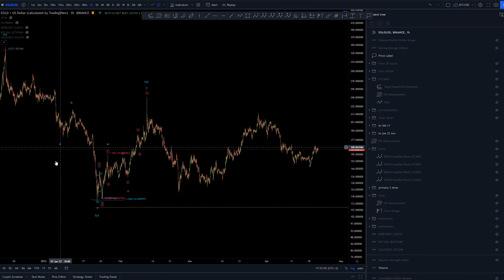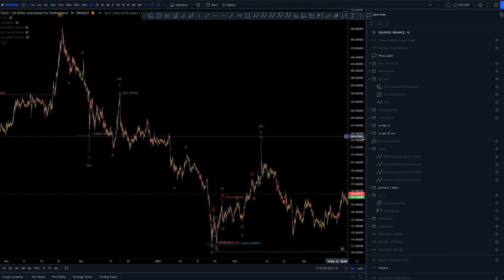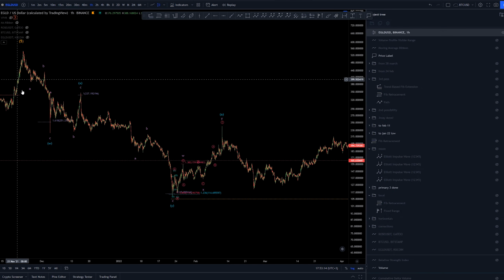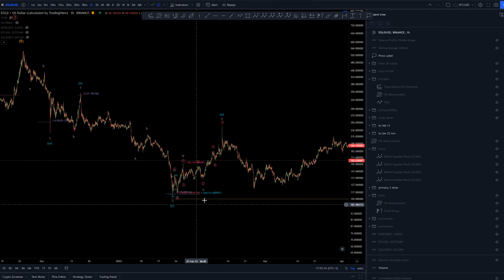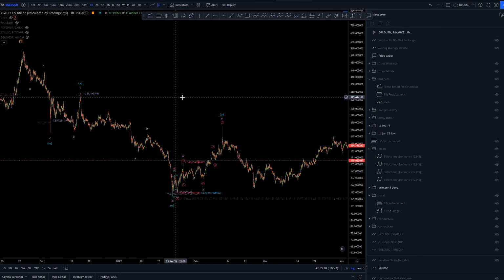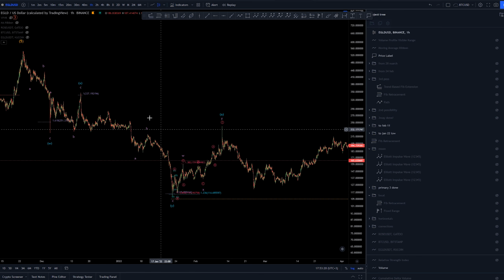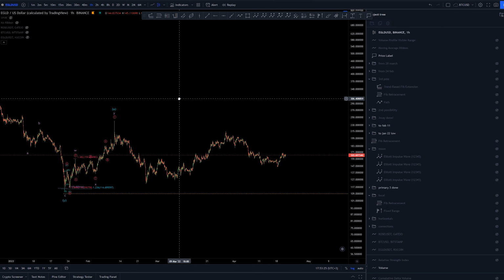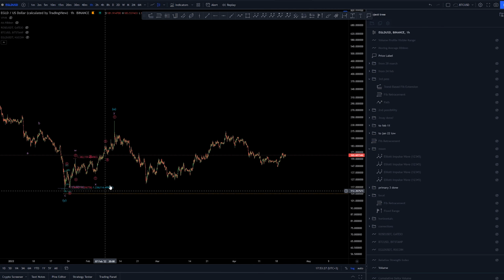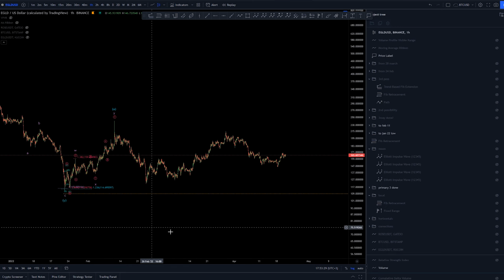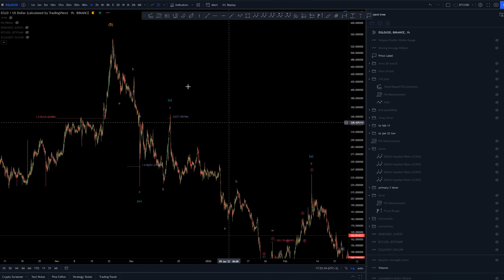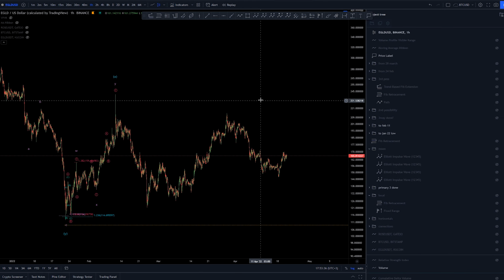Now, this structure on its own looks fine. It doesn't seem to be relating to the previous move alone. This has taken so much more time than just this one, so I wouldn't be expecting this move to be linked to this one here. So I'm analyzing this structure as a part of a larger correction that could be linked to the previous larger correction.